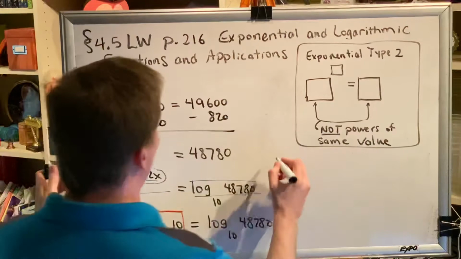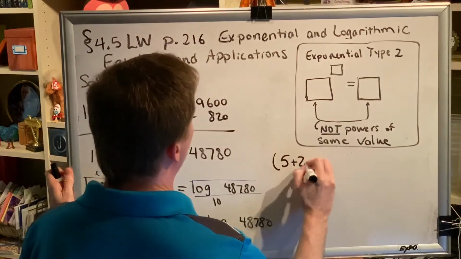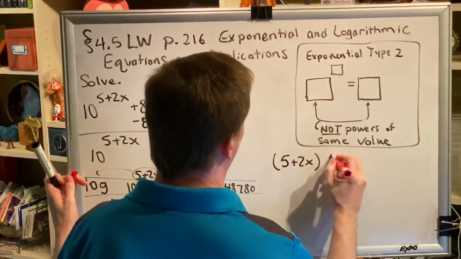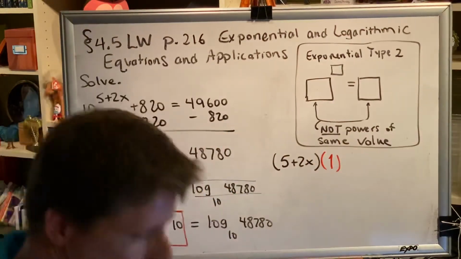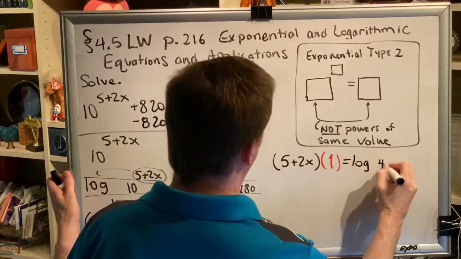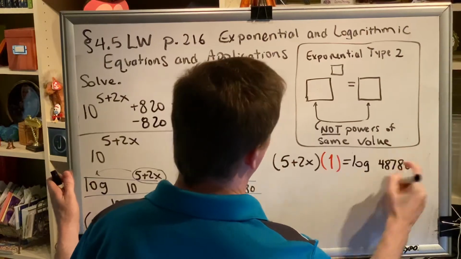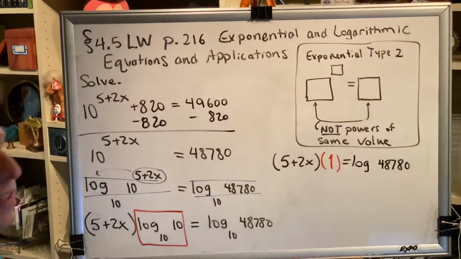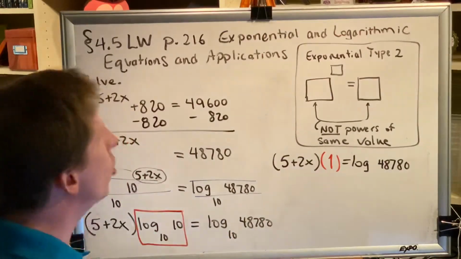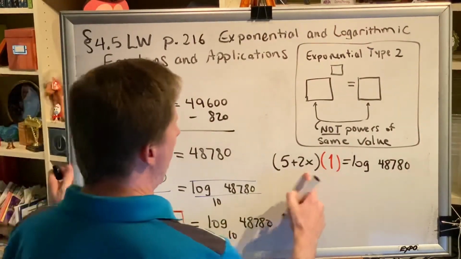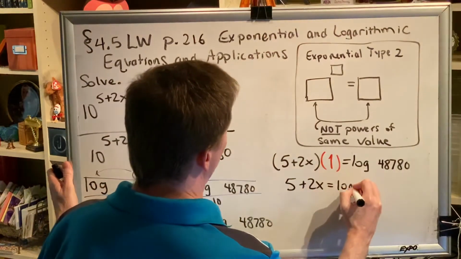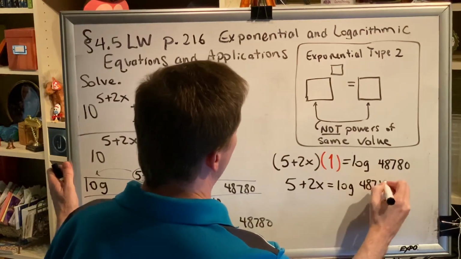So now we have 5 plus 2x times 1 equals log of 48,780. Notice that I'm choosing to no longer write the base 10. I don't need to. When you see log without a written base, you are to assume that the base is 10. Okay, anything times 1 is itself, so I get 5 plus 2x equals log of 48,780.